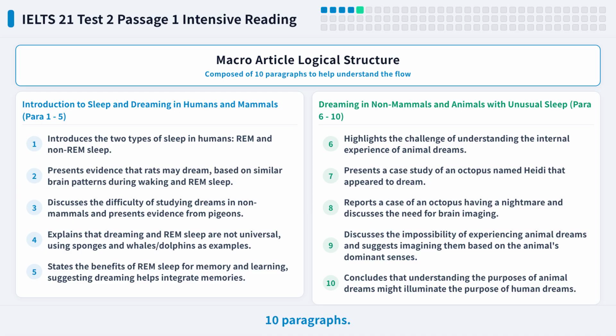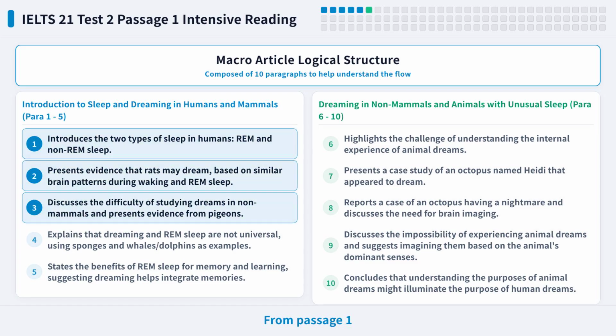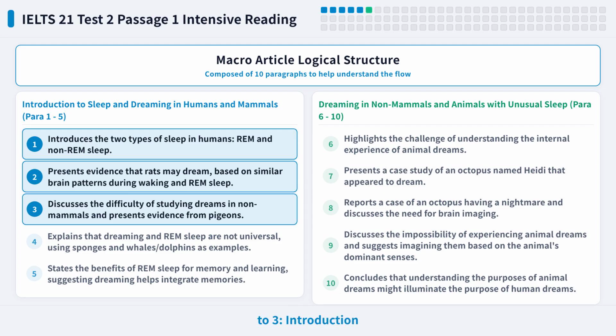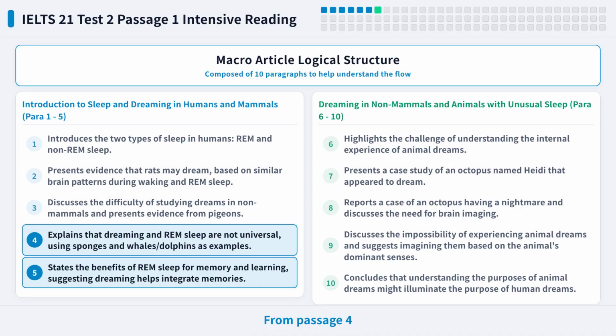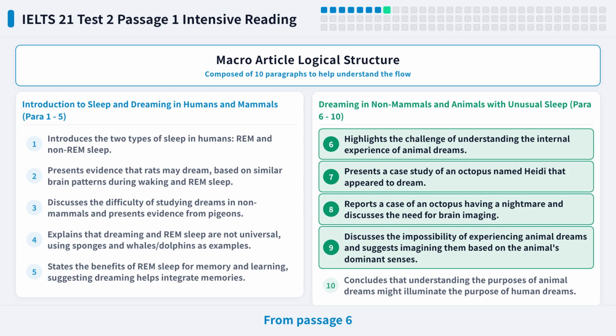This passage has 10 paragraphs. It is a typical scientific article discussing whether animals dream. From paragraph 1 to 3, Introduction to Sleep and Dream Research in Humans and Animals. From paragraph 4 to 5, Discussion on the universality and benefits of dreaming. From paragraph 6 to 9, Case studies of octopus dreams and future research directions.